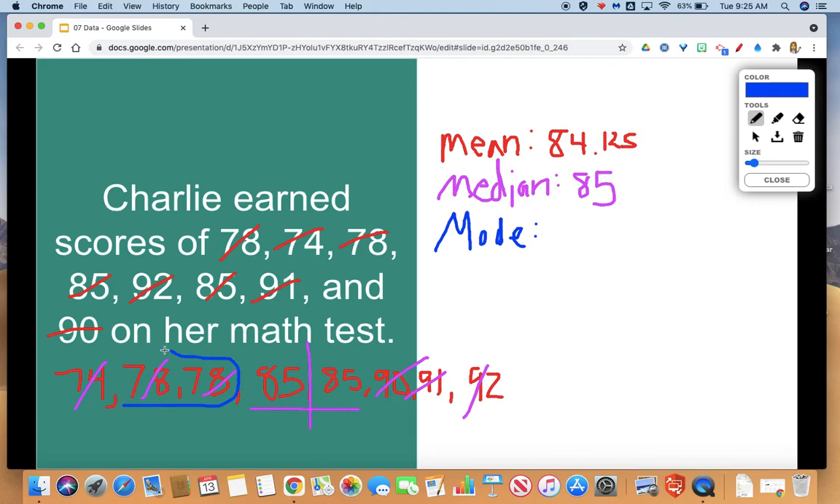Maybe you notice that 78 is in there twice and 85 is in there twice. That means we have two modes in this data set. So we just want to write both of those down, 78 and 85. Those are our two modes. We do not average them.